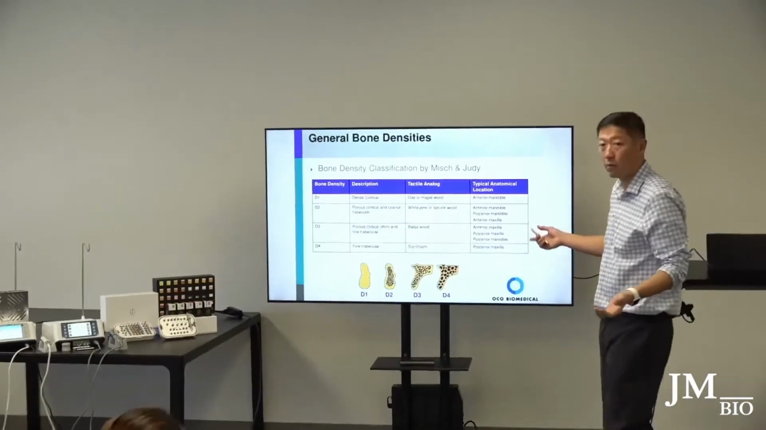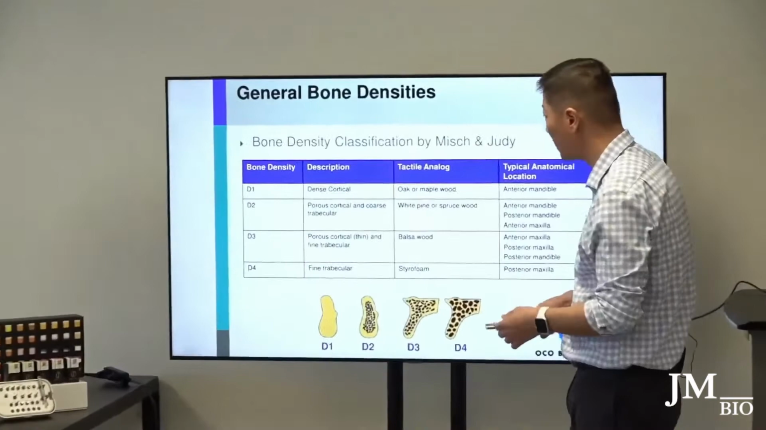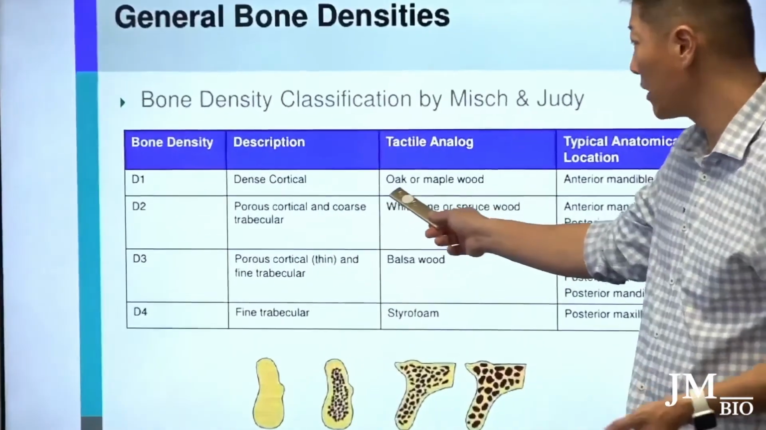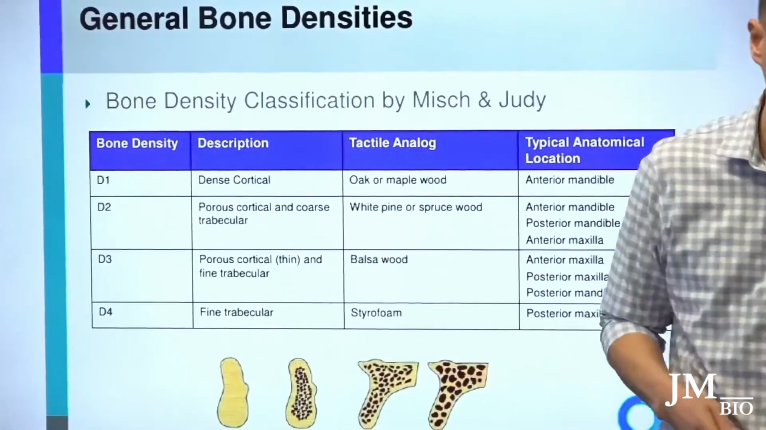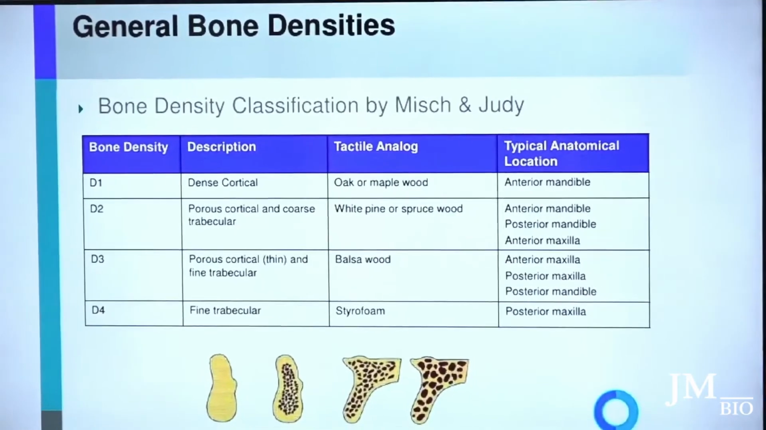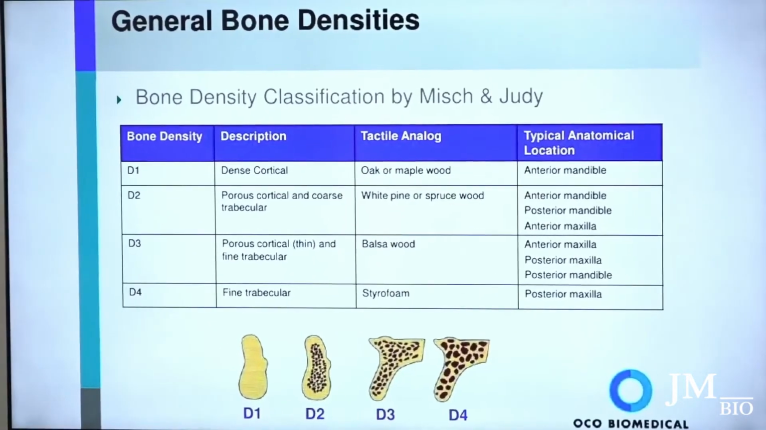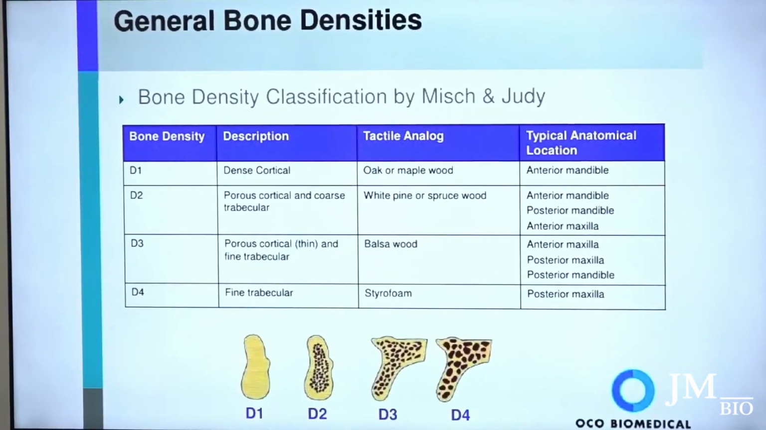Once again, it's like a comparison to wood. Dense D1 bone is more like oak or maple wood, if you guys are into woods. D2 bone is more like white pine or spruce wood. And D3 bone is like balsa wood. It's softer, pretty soft. And D4 bone literally is like styrofoam. It's very soft. I mean, it's super soft.